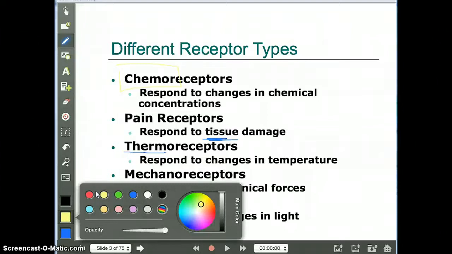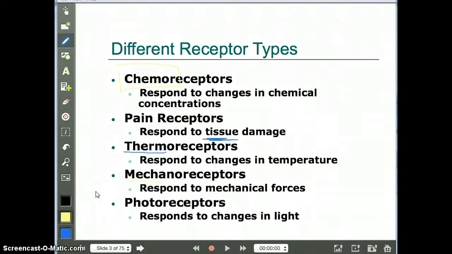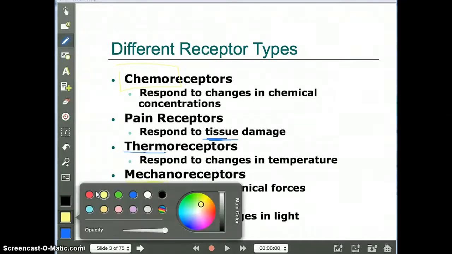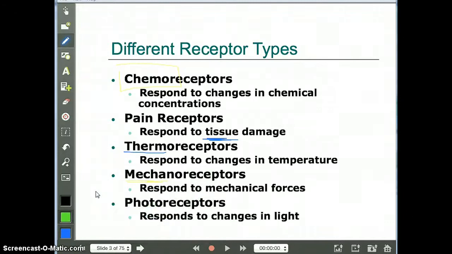Mechano is referring to movement. Okay. And then the photoreceptors are referring to photons. When a photon, if you've had physics, things that you remember are what those are: light energy. So it's going to respond to light.